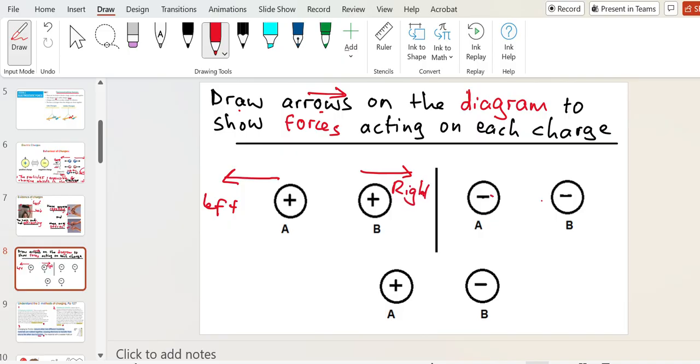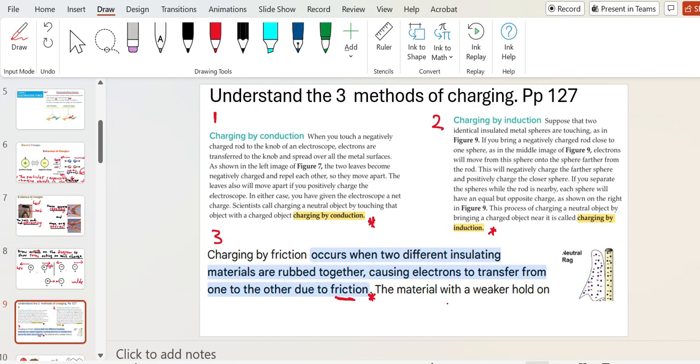Okay? These ones again, they are the same. They repel. This one goes to the right. This one goes to the left. These ones are unlike. Unlike charges attract. So this one goes to the right. This one will be going to the left. They are coming together. This is attraction. Repel, repel, attract. Next question.